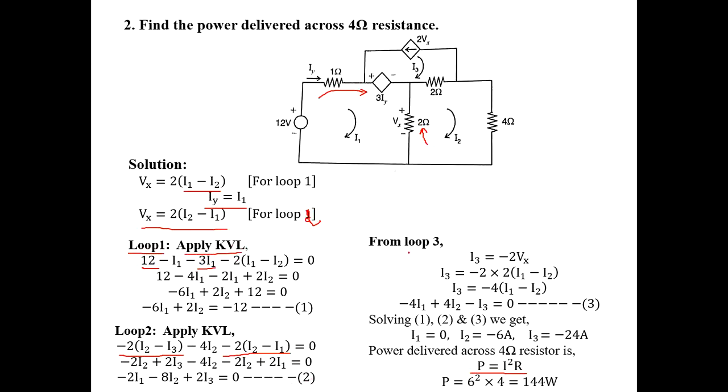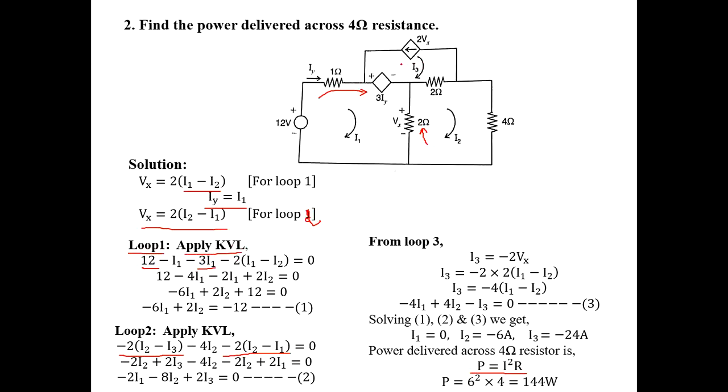This is equation 2. Then from loop 3 we can directly write the I3 current. Here one current source is flowing. We know that this is 2 into Vx, and then we mark the current as I3.